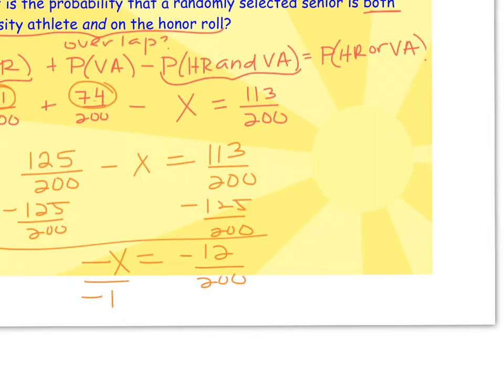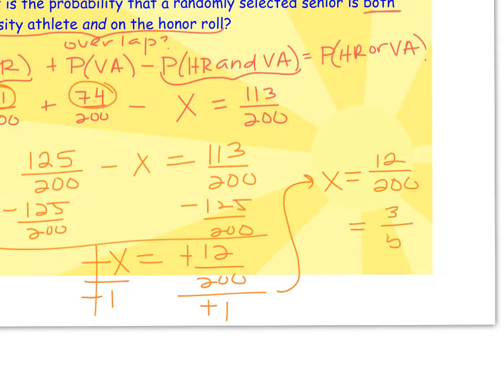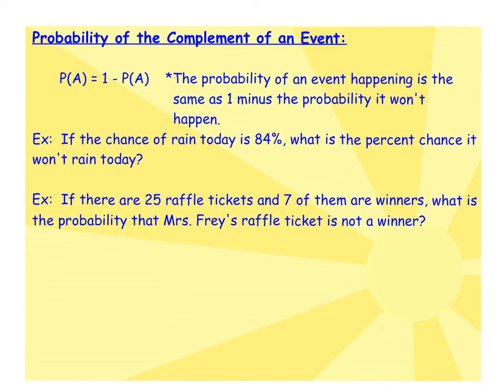So if I just divide both sides by negative 1, it just crosses off the negatives. This means the probability that we would select a student who is both an honor roll student and a varsity athlete would be 12 out of 200. Recognize that that can simplify down to 3 out of 50. And there's your probability working backwards.